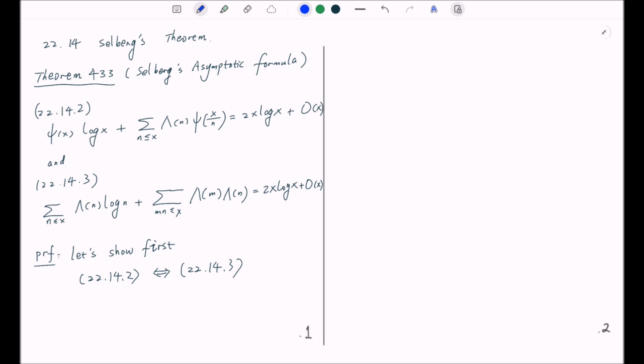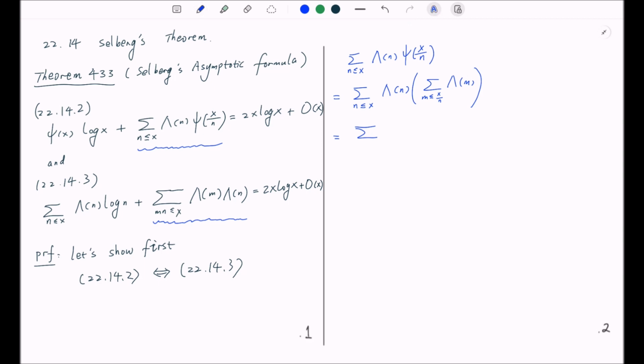The first observation is that this part is actually equal to this part. Why are they equal? Let's verify this. If you start with this sum and you use the definition for psi of x over n, and you plug in the definition of psi of x over n in terms of lambda, and you merge these two iterated sums, you get precisely the summation over here. And this verifies the second part of the left-hand side of the first formula is the same as its counterpart in the second formula.